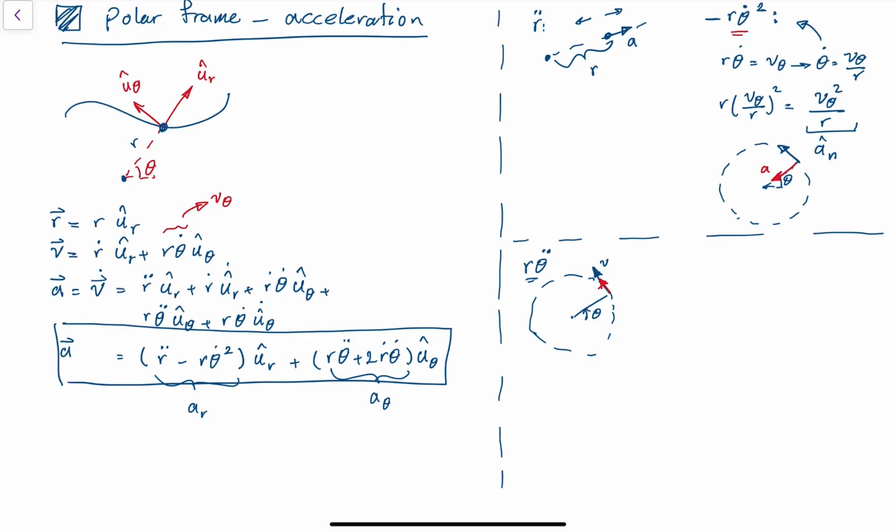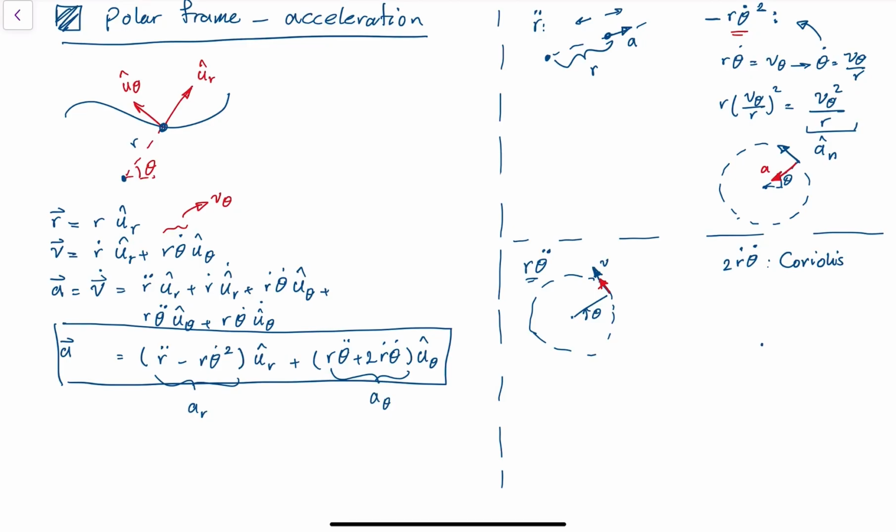The last one is this 2 r dot theta dot. Probably this is the most peculiar one. Actually, it is one of the most famous ones. At least it has a name. It is called Coriolis acceleration. And it comes out of math, out of the derivation. But there's actually a very reasonable explanation why this shows up.